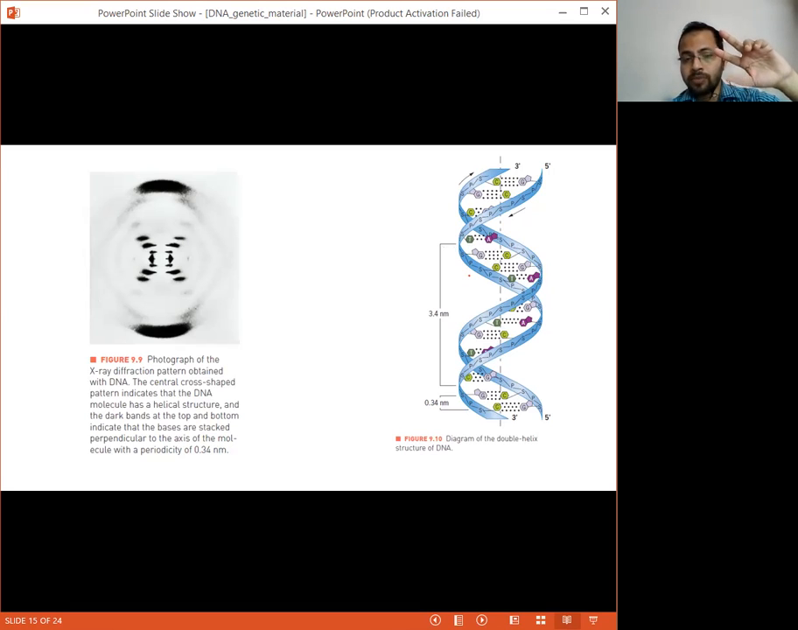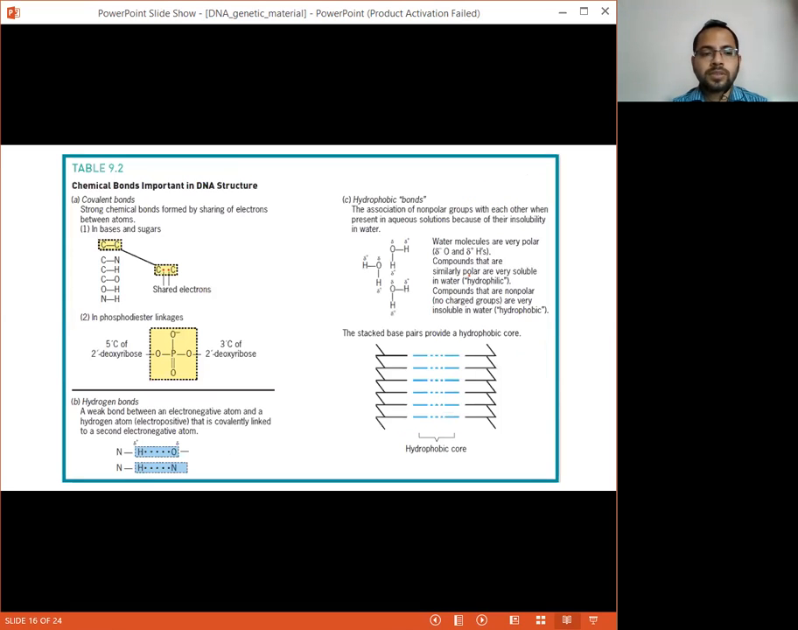If there is 3.4 nanometer spanned by 10 base pairs, then obviously within one base pair you are getting 0.34 nanometer, isn't it? Okay, before going to further details, these chemical bonds are very much important in DNA structure. You can study this in detail.